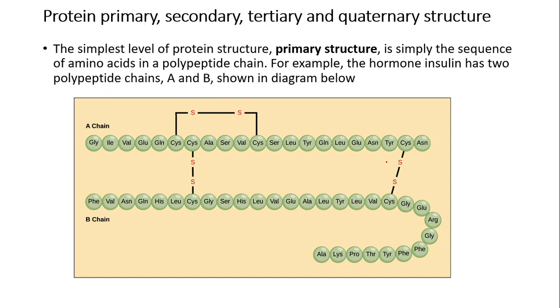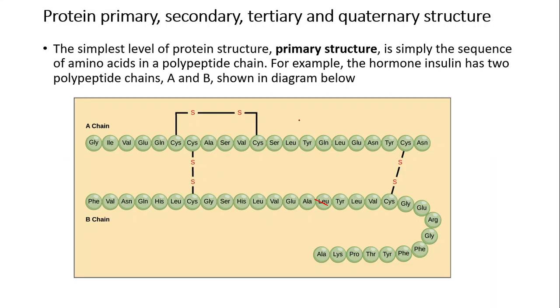So, to start with, let's understand the concept of protein primary, secondary, tertiary, and quaternary structure. The simplest level of protein structure is the primary structure. It is simply the sequence of amino acids in the polypeptide chain. This is the structure of the hormone insulin, which has two polypeptide chains, A and B, shown in the diagram. This also includes the disulfide linkages.